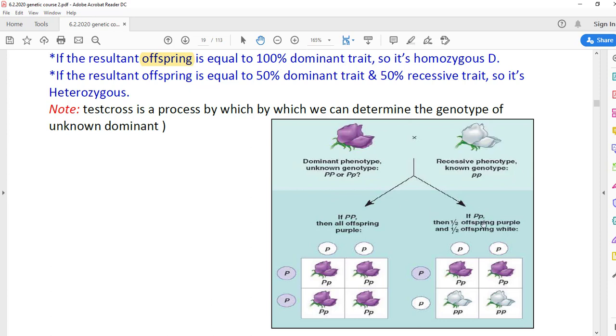While if the unknown dominant trait is crossed with the recessive trait and produces white flowers, two possibilities of the white flower from a total of 4 are produced, so the unknown genotype being tested must be heterozygous. So either this possibility is produced or this possibility is produced, not two possibilities together.